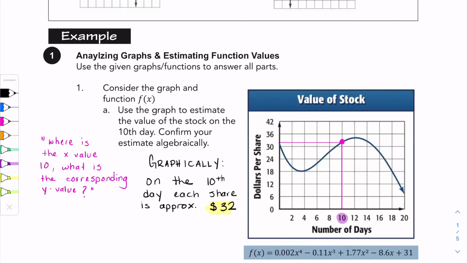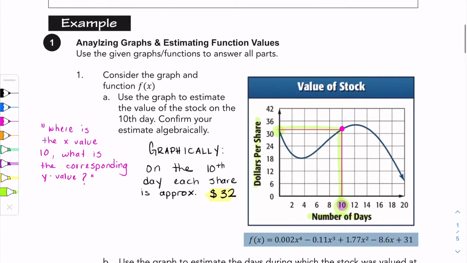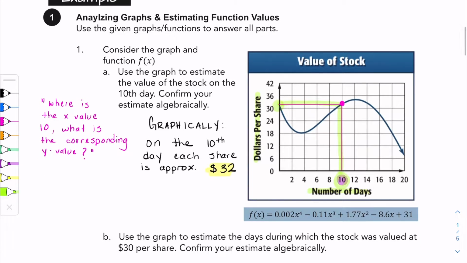Okay, so what I just wrote here was that graphically on the 10th day, each share is approximately $32. And what I was doing is referring to the 10th day on the x-axis. Trace that up. It refers to a $32 share. Okay, read your x-axis info, read your y-axis info. All right, after we analyze the graph graphically, we need to confirm our answer algebraically.